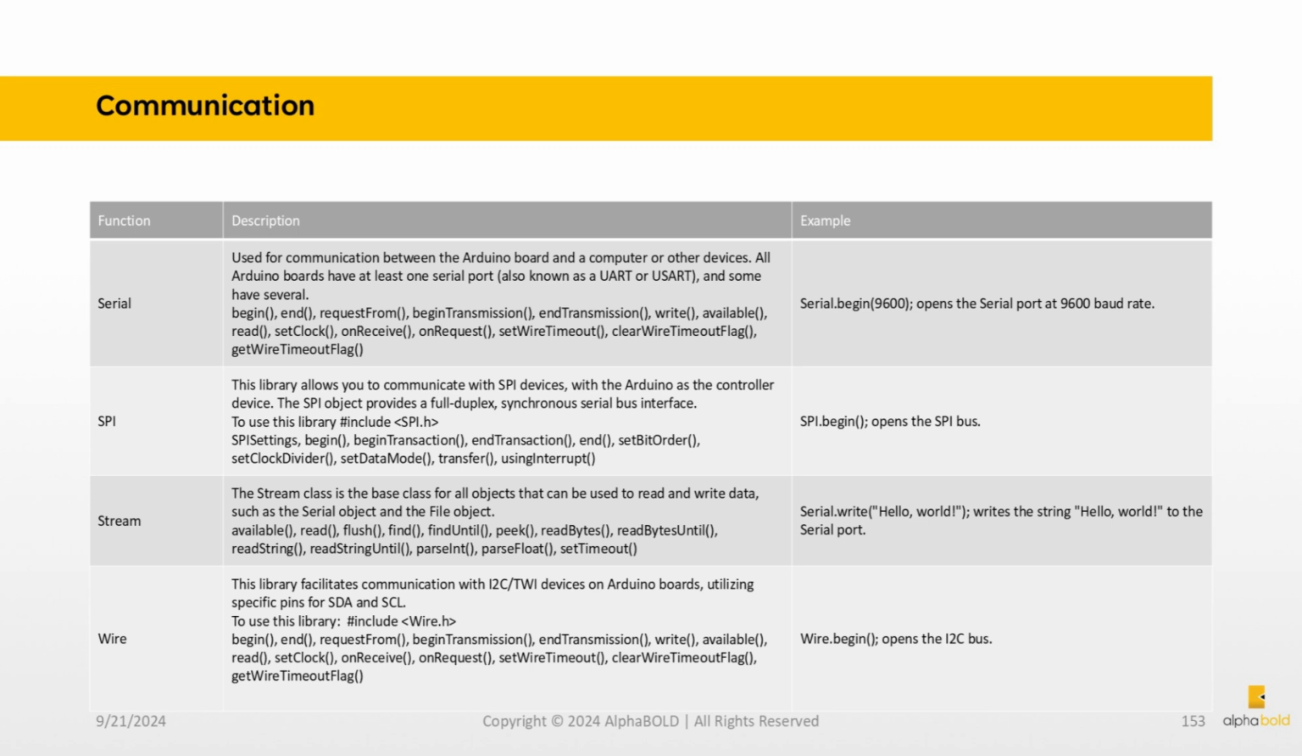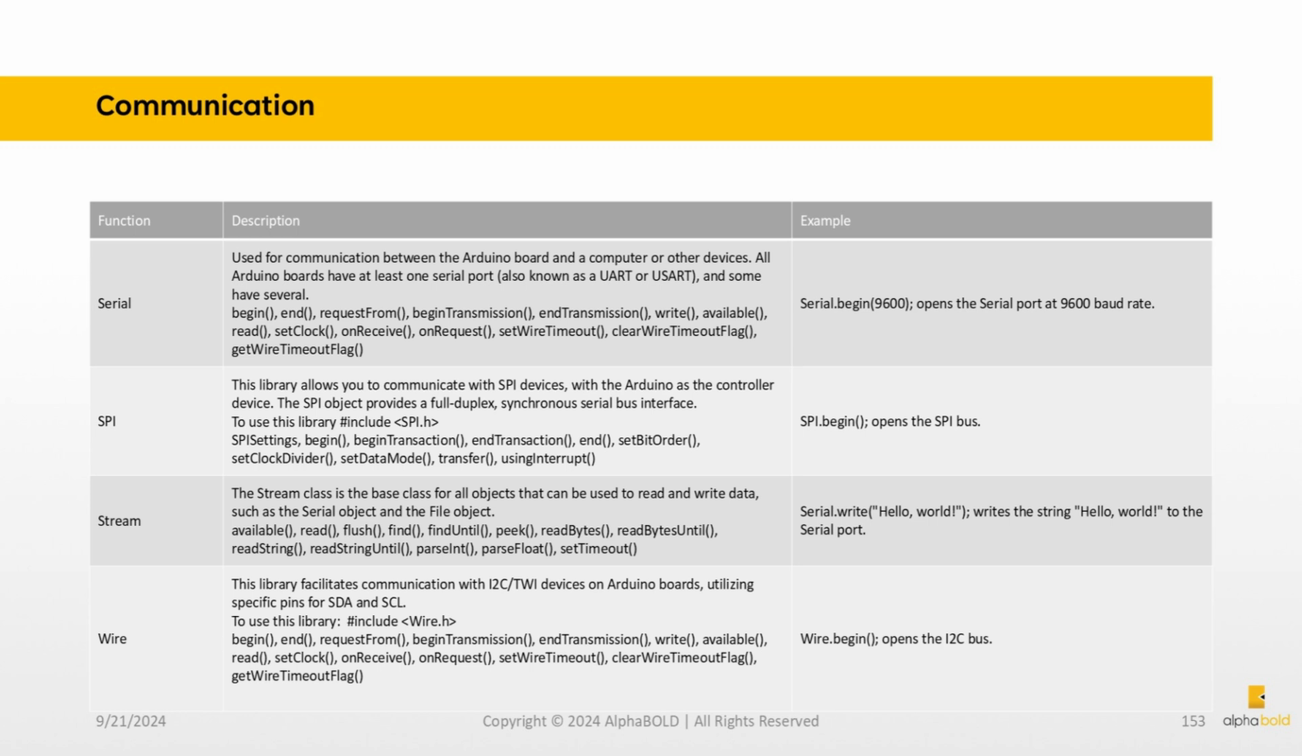SPI. The SPI library facilitates communication with devices using the Serial Peripheral Interface. It's a synchronous serial communication protocol. Functions like SPI.begin initialize the SPI bus. Stream. The Stream class is a base class for various input-output streams, including serial and file. It provides common functions for reading and writing data, such as available, read, write, and functions for parsing data like parseInt and parseFloat.